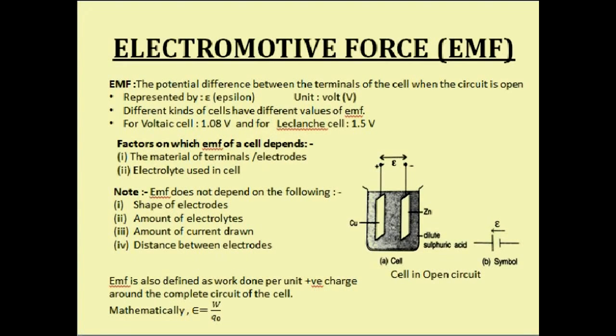EMF is the potential difference between the terminals of the cell when the circuit is open. It is represented by a Greek symbol epsilon, unit is volt, the same as that of potential, and we know that different kinds of cells have different values of EMF. For example, voltaic cell has EMF value 1.08 volt and for Leclanché cell it is 1.5 volt. Now, the main factors on which EMF of a cell depends: first, material of terminals or electrodes, and second, electrolyte used in cell.